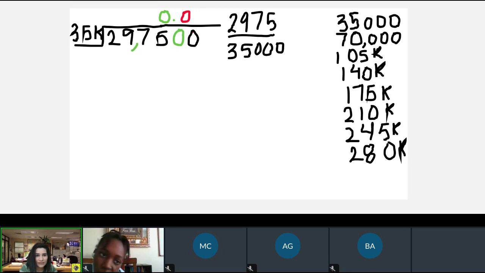Now I have, let me use the eraser. Now I have 297,500, right? Okay, let me clean this fully and then get to the pen. Now it looks like this, 297,000. So how many 35,000s go into it? Can I say 8 times over here? Yes, 8. So we will do it 8 times. And we will subtract 280,000.